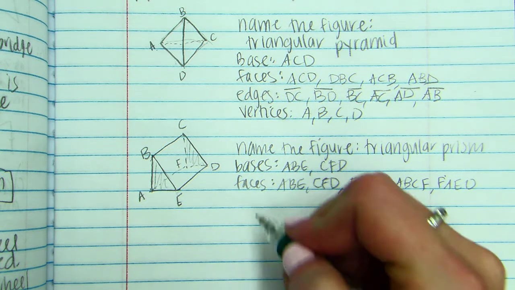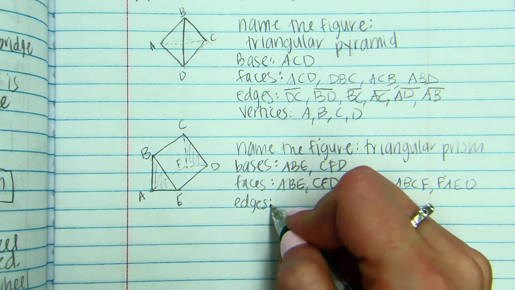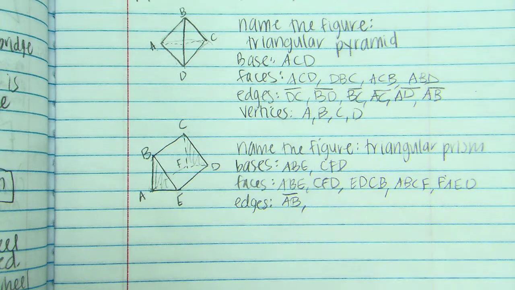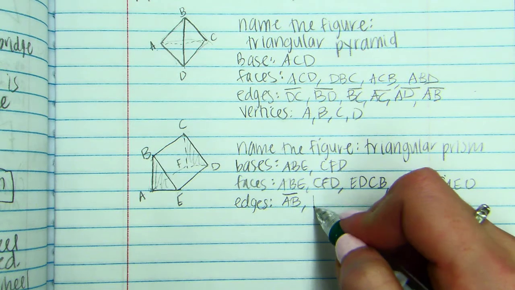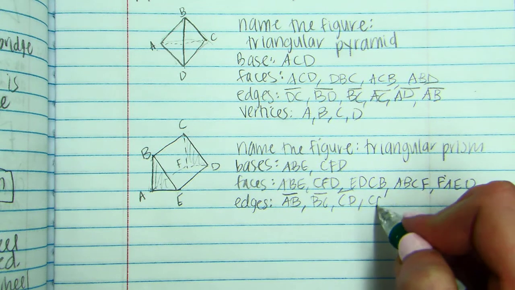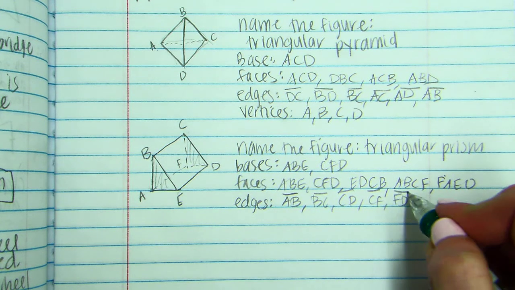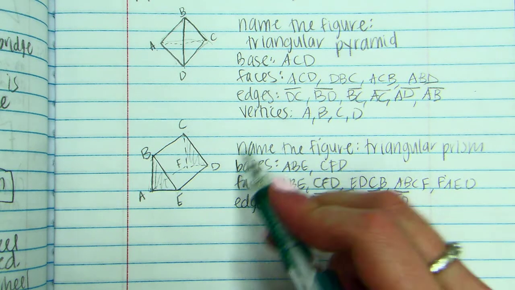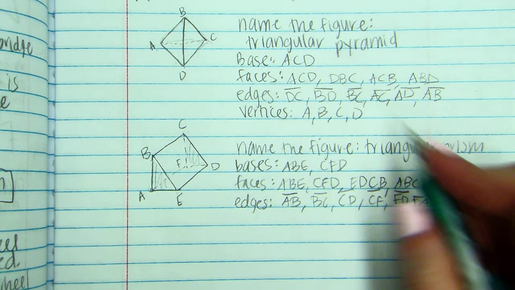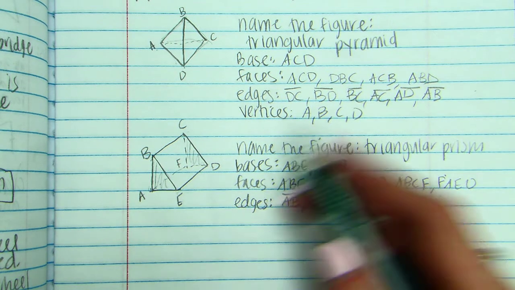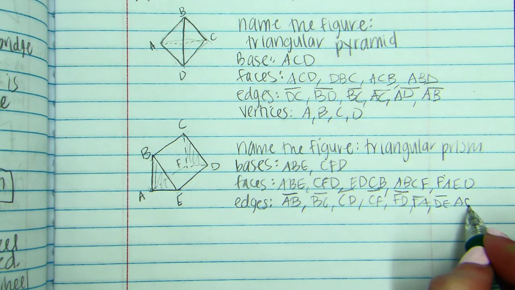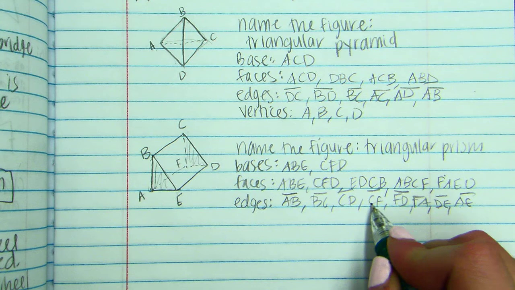Okay, then we have to name all the edges. Remember, the edges are where two faces meet and form a line. So AB is one of my edges, and that's a line segment, so it should have that over the top. BC is an edge. CD is an edge. CF is an edge. FD is an edge. FA is an edge. We already did FD. DE and AE. Okay, that's 1, 2, 3, 4, 5, 6, 7, 8.